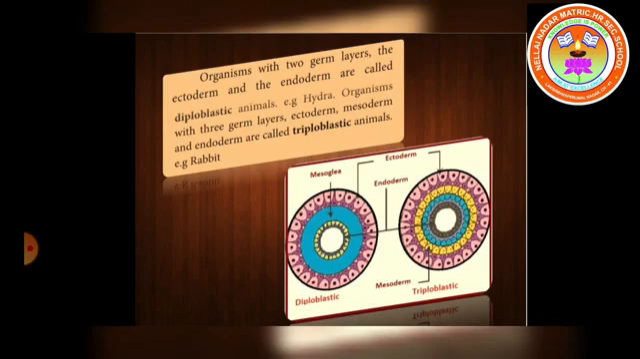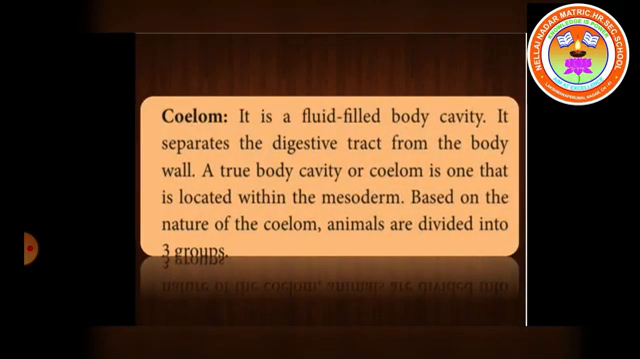And what are triploblastic organisms? Triploblastic organisms are those with three germ layers. They have three types of layers: ectoderm, mesoderm, and endoderm, and they are called triploblastic animals. Example, rabbit. Now, are you clear about the diploblastic and triploblastic organisms? Okay, fine. Now, let us move on to the coelom.